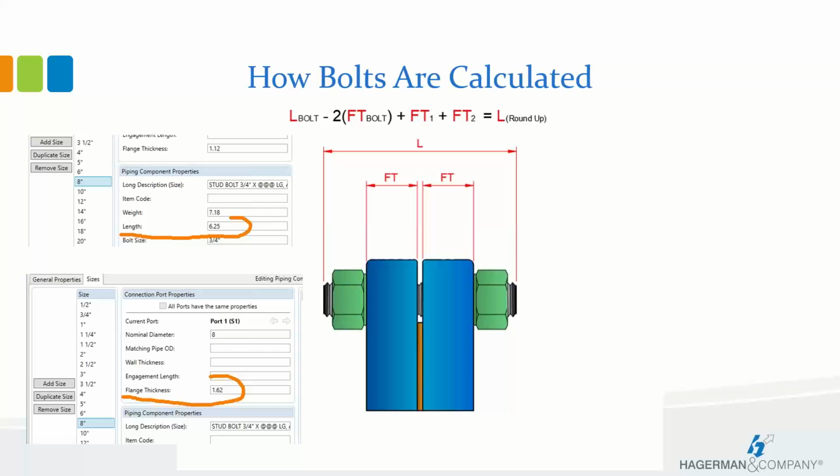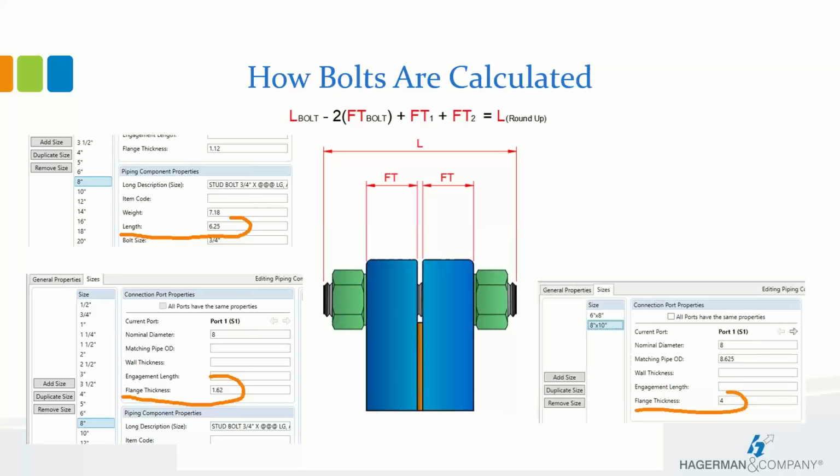We changed in another one the length of the flange, or the flange thickness. That one's the one that was the 2 times flange thickness. So by changing the length of that flange thickness larger, it actually made the bolt smaller automatically.